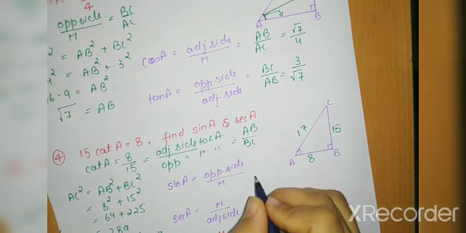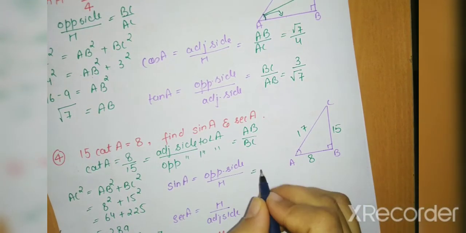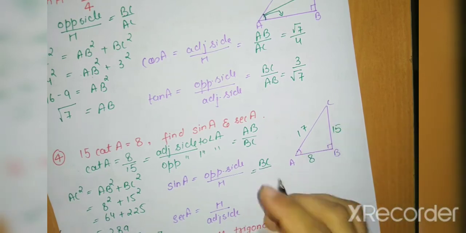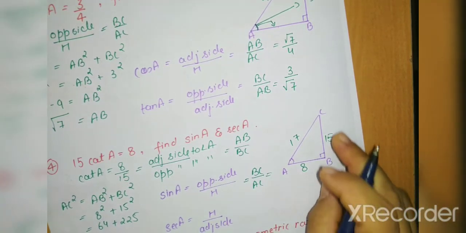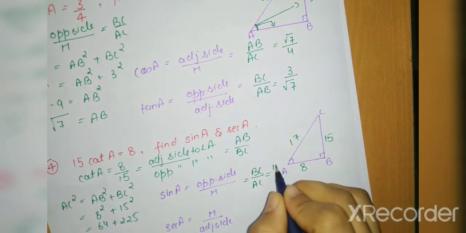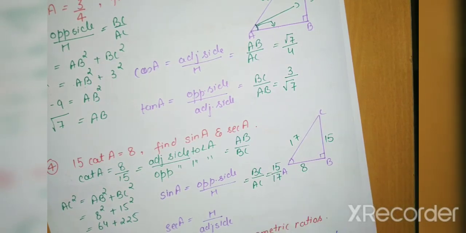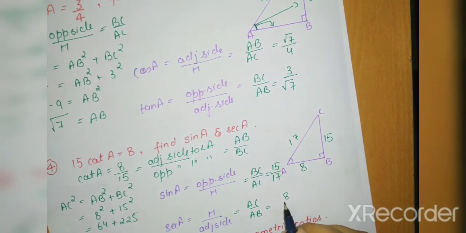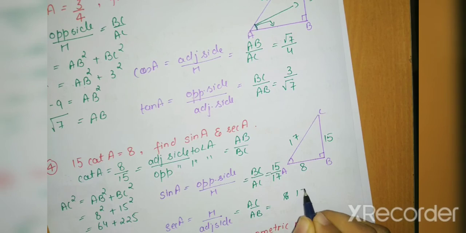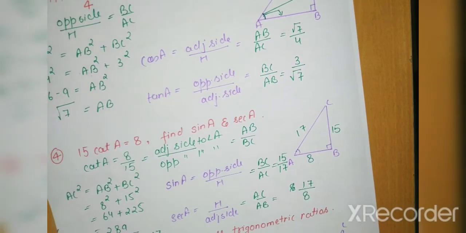So here I can write the values. For this, opposite side is BC by hypotenuse is AC. So here I can plot the values, that is 15 by 17. Now see, hypotenuse is AC, adjacent side, that is AB. Now please put the values. I'll get 8 by hypotenuse, right? So 17 by 8. So this is the question number 4.